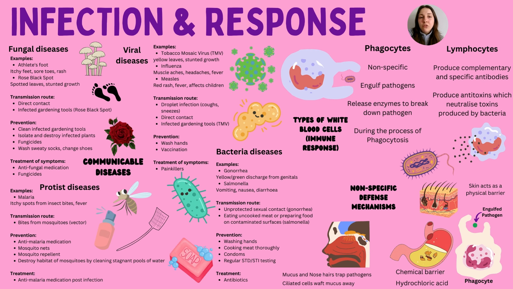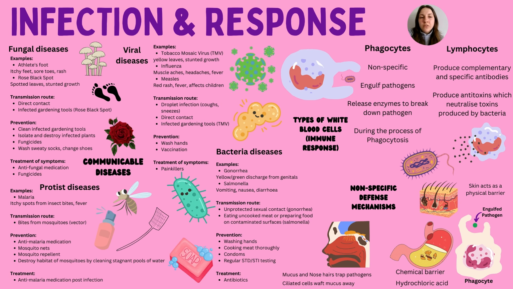Phagocytes communicate with another type of white blood cell called lymphocytes, and these produce complementary and specific antibodies that essentially help the phagocyte identify the pathogen. Remember, a pathogen is a microorganism that causes disease, including fungi, protists, viruses, and bacteria. The lymphocytes also produce antitoxins, which neutralize toxins produced by bacteria and therefore reduce their effects.